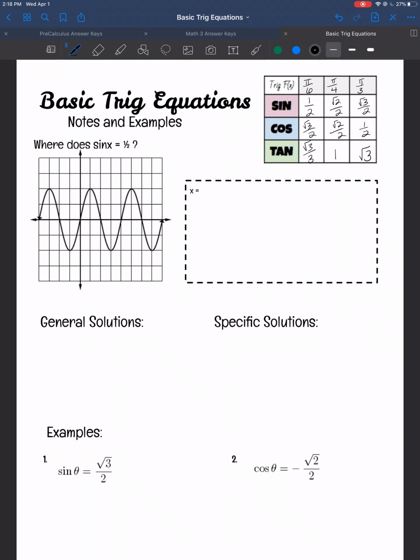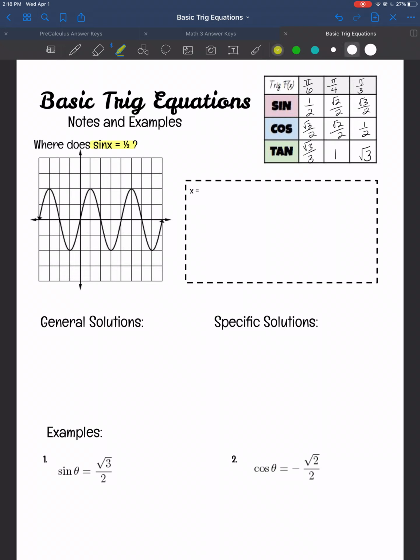If you have your copy, and there is a blank copy of this note sheet on the agenda for today, or you can just write down the examples in your notebook if you'd rather do that. So basically what we're doing here is we're going to start with this example, sine x equals a half, and we're going to think about it in terms of the graph.